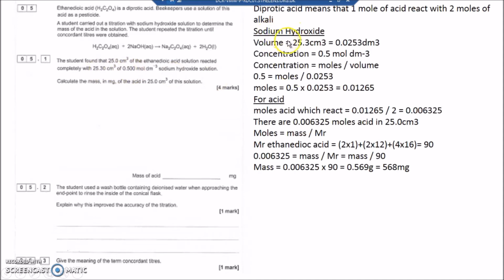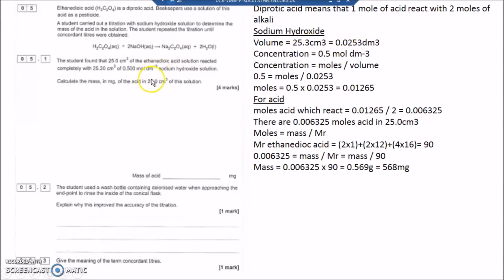So for sodium hydroxide, I've got a volume 25.3 centimeters cubed. However, concentration is moles divided by volume, and the volume needs to be in decimeter cubed. We can see the units of decimeter cubed there. So we know this centimeters cubed has got to match the decimeter cubed of the concentration. So let's change centimeters cubed into decimeter cubed. It's a small unit up into a larger unit, so you divide by 1000. 25.3 divided by 1000, 0.0253 decimeter cubed.